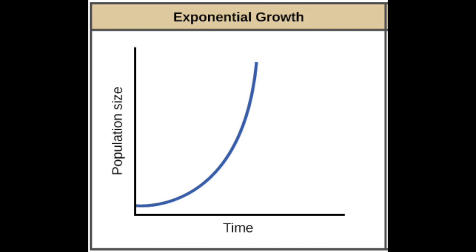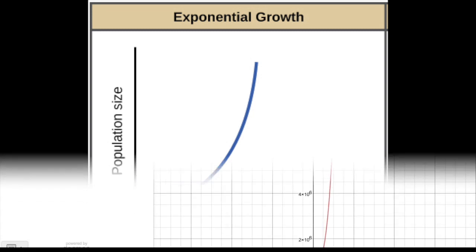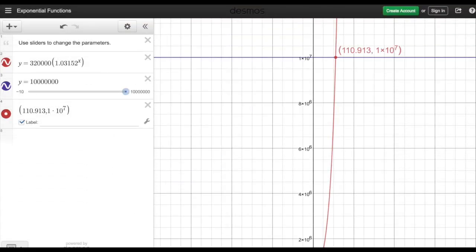The next way we will solve this problem is to use a graph. In the graph, we have plotted the equation we came up with earlier, as well as a line at y equals 10 million. The x-coordinate of the point that the two lines intersect at is 110.913, which we can round up to 111 years, which is the same answer we got for part 1 when we used an equation.